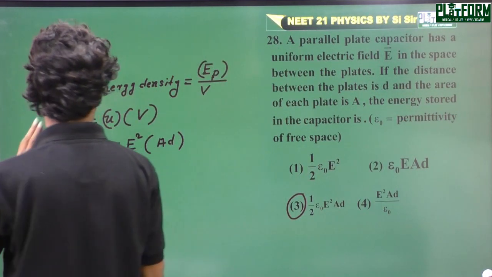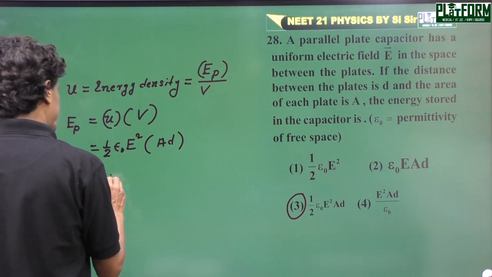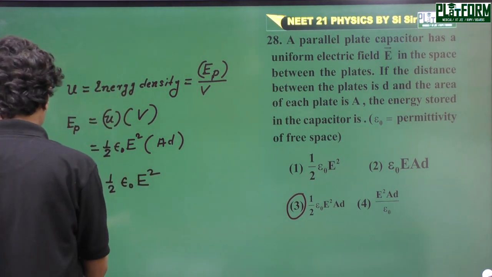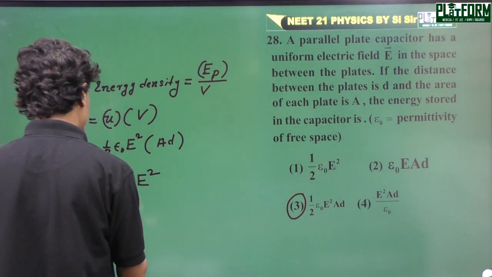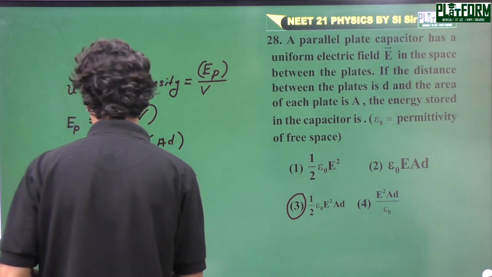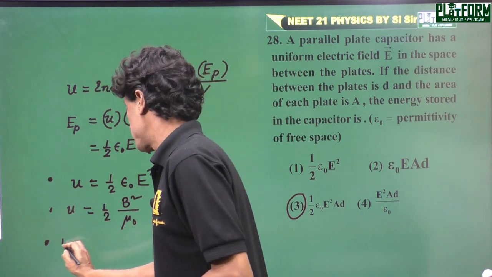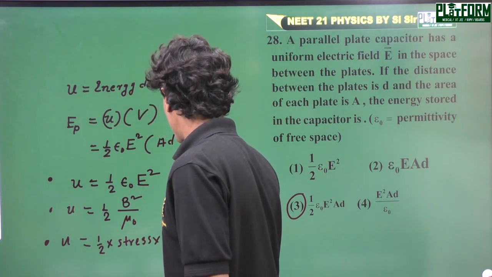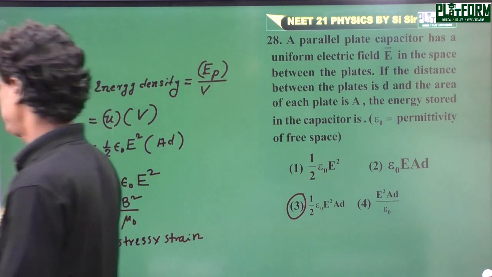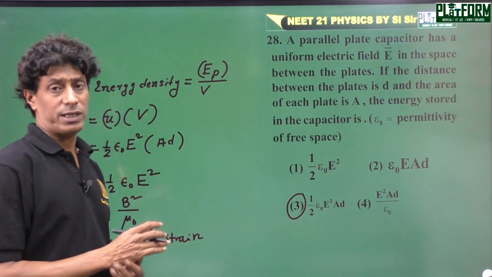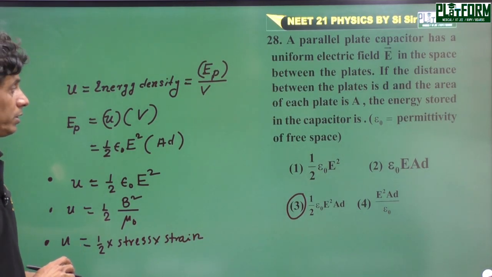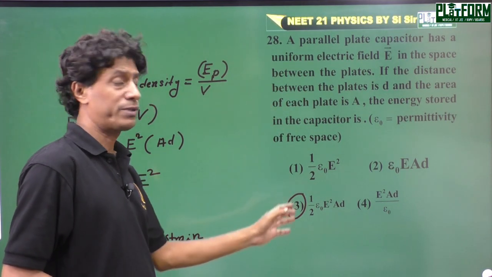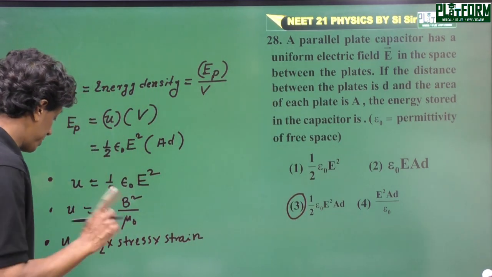So energy density in the case of a capacitor is half epsilon 0 E square. So energy is stored in the form of electric field. In the case of an inductor, we can say the energy density is B square by 2 mu naught, or in the case of elasticity, energy density is equal to half into stress into strain. So this is the energy density normally used in our 11-12 syllabus or NCERT syllabus. It is also a very simple, theory-based question. You can find the answer immediately after going through the problem, and option 3 is the right option here. Next problem.